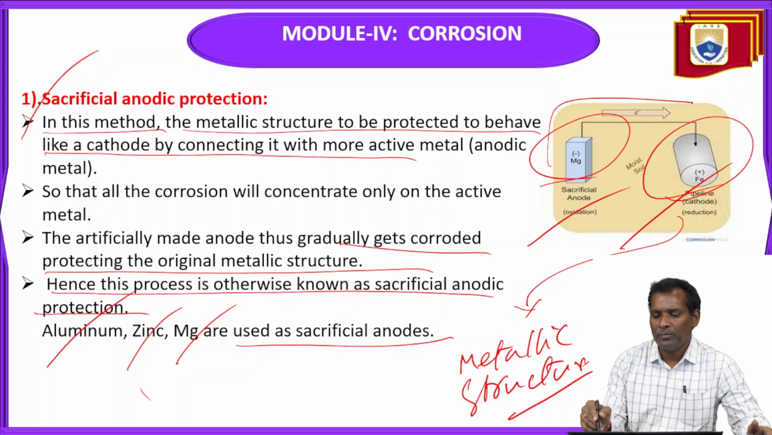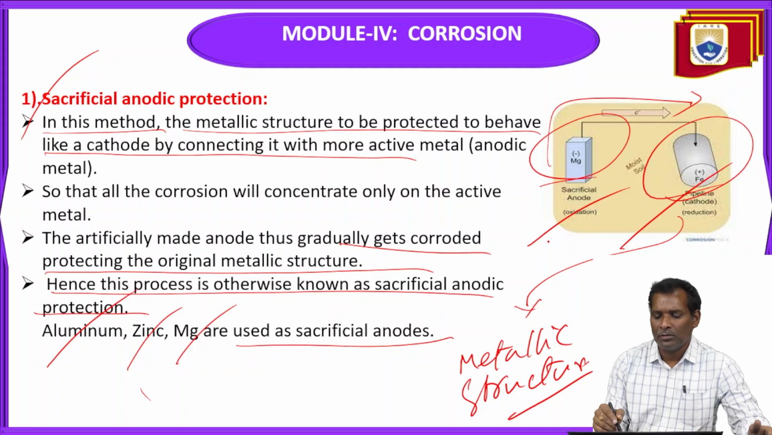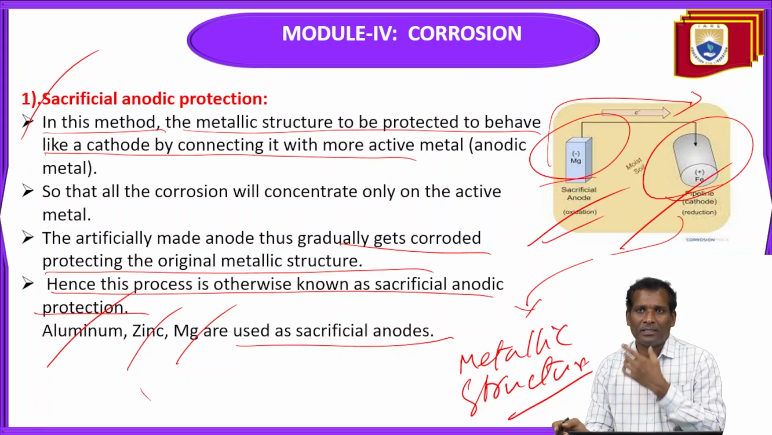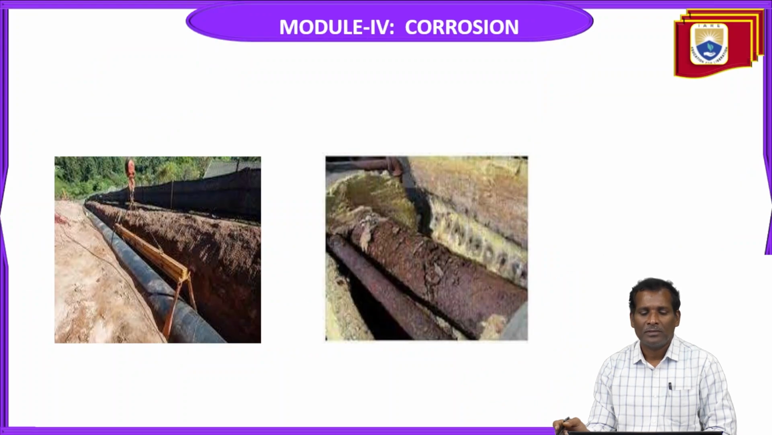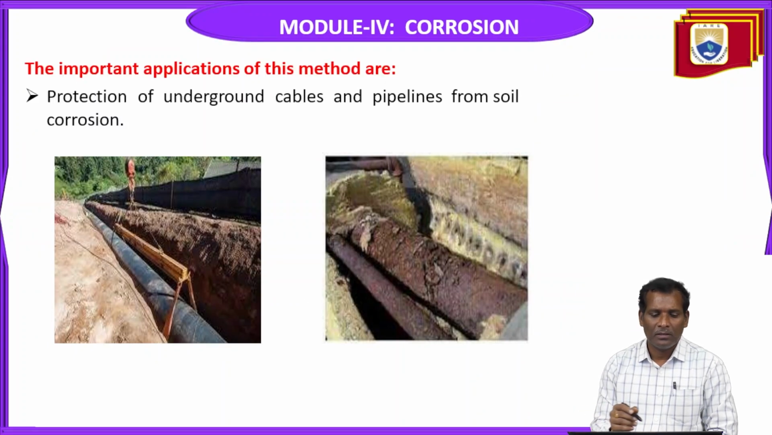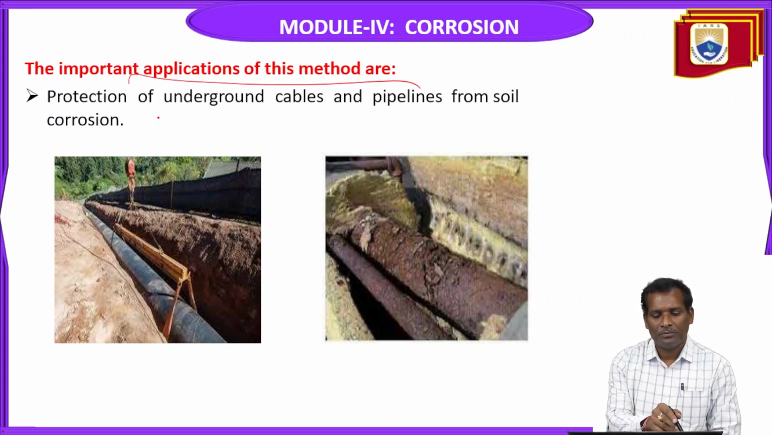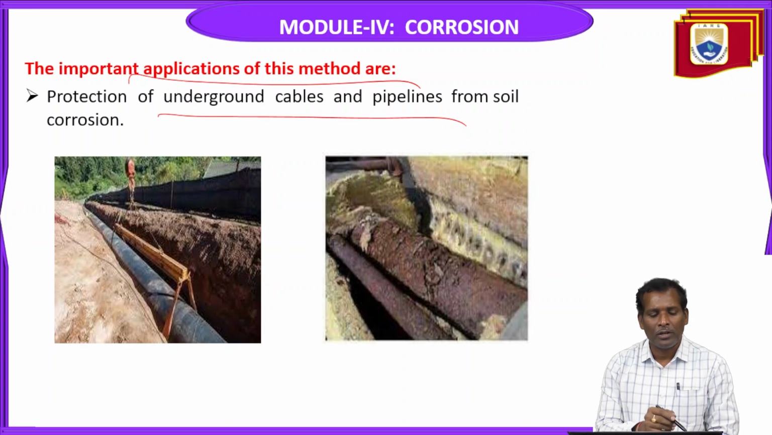The electrons flow from this anode to the cathode. So here at the anode, oxidation happens and at the cathode, reduction. Here, the artificially made anode thus gradually gets corroded, protecting the original metallic structure. So that's why this method is sacrificial anodic protection. The important applications of this method are protection of underground cables and pipelines from soil corrosion.